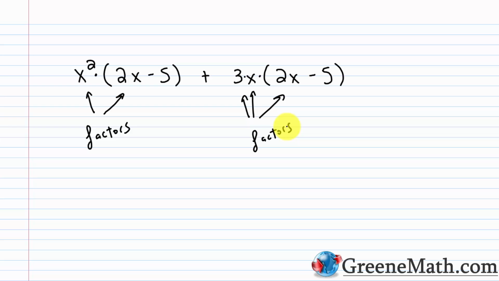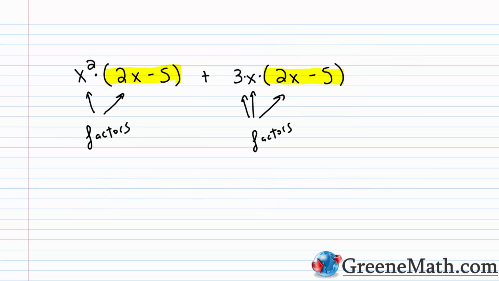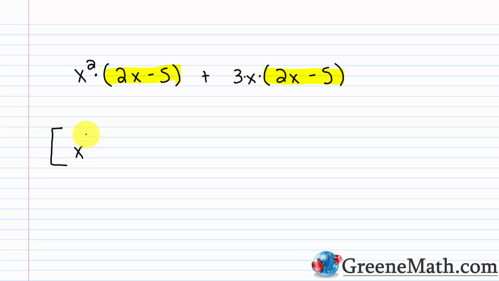Now, I have a common binomial factor. A binomial is just a polynomial with 2 terms, 2x minus 5 in each case. I can factor that out the same way that I factored the 5x cubed out in the earlier example. Let me erase this real quick. I know it's a little confusing at first. First I'm going to put brackets around this to make it obvious: x squared times 2x minus 5 plus 3x times 2x minus 5.